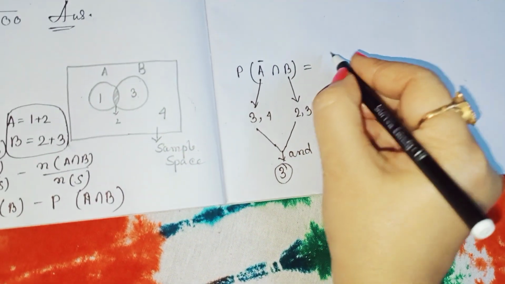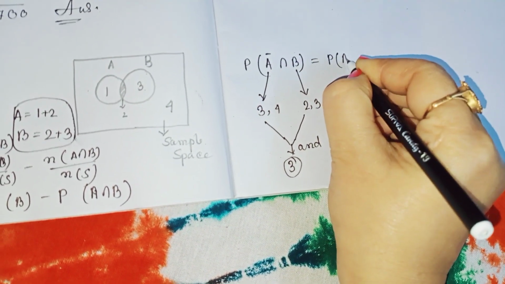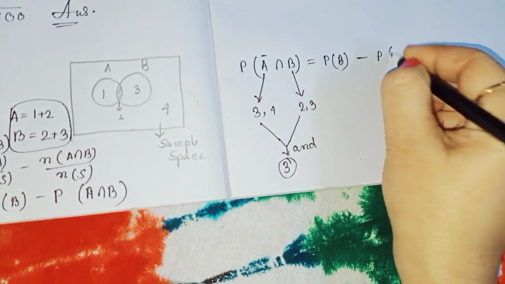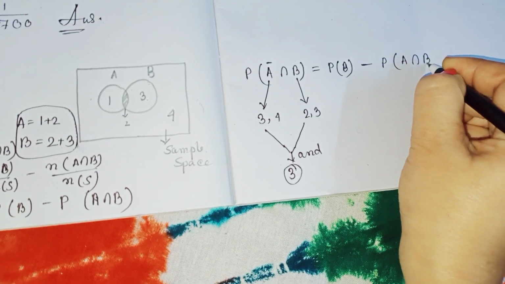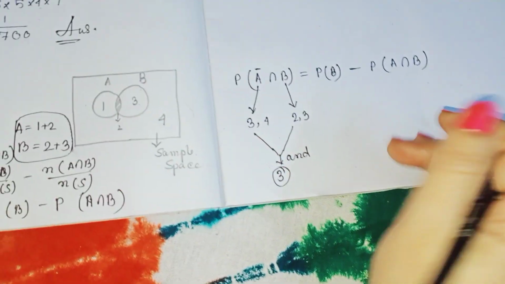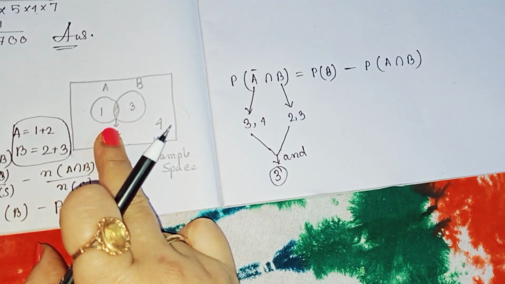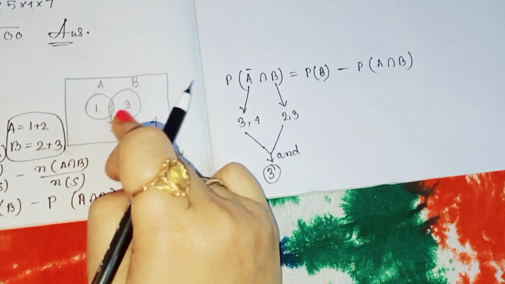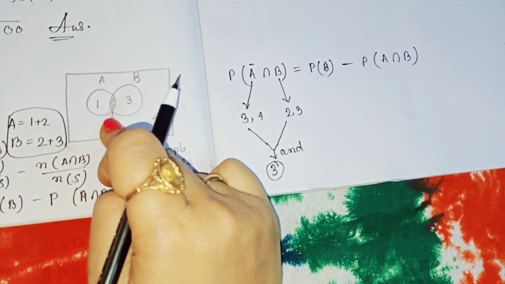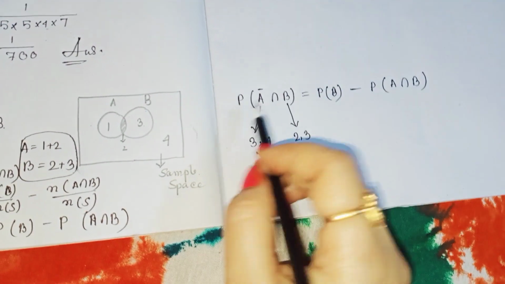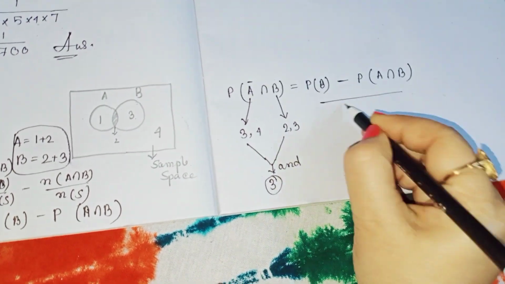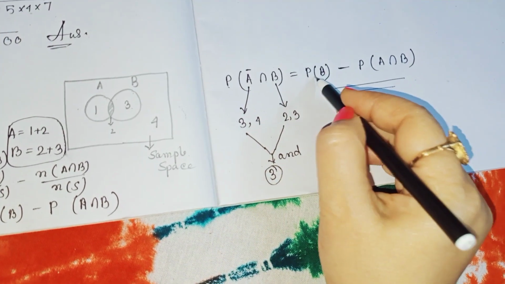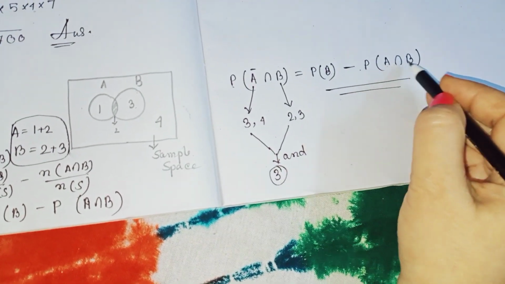So it becomes P of B, all the elements of B, minus P of A intersection B. Is it clear? Because A intersection B is the common part, so P of B is 3, and minus this common part. So this formula comes from the set: P of A complement intersection B is equal to P of B minus P of A intersection B.